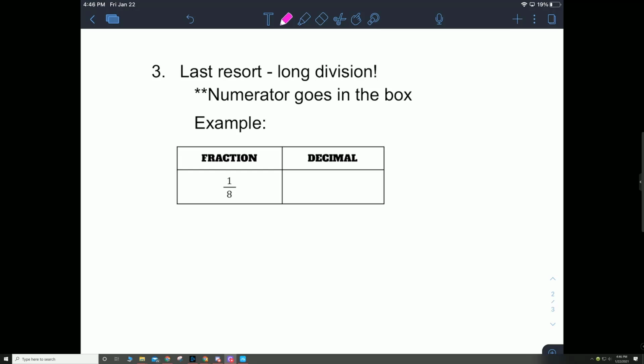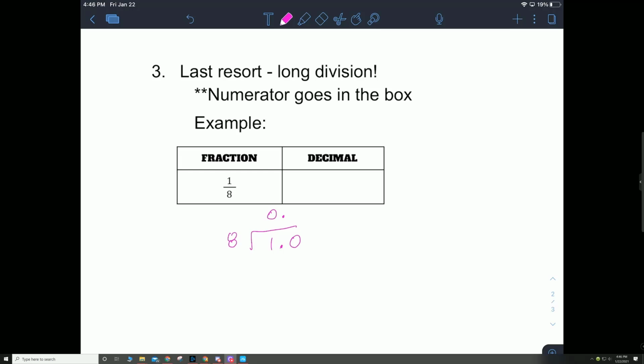So I'll show you how to do that. Just remember that the numerator goes in the box, so the 1 goes in the box, the 8 goes outside of the box. You ask yourself, how many times can 8 divide into 1? Well, 8 can't fit into 1, so we say 0. Now, obviously, the answer is not 0. We have to keep going. So we add the decimal point after the 1, and then we add a placeholder. And this now is not 1.0, but we think about it as 10.